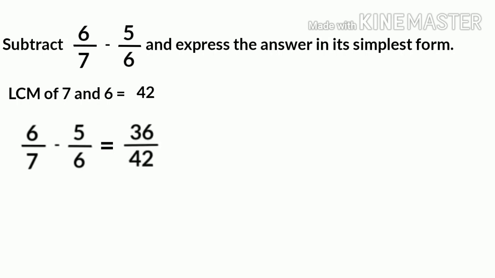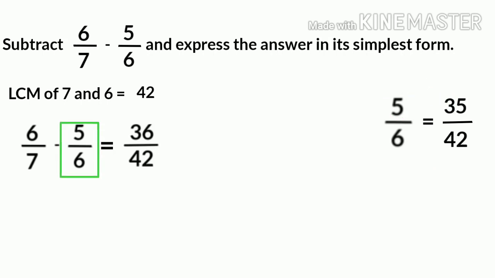Now let's make the denominator of the second fraction equal to 42. To make the denominator 6 equal to 42, we need to multiply 6 by 7. And since we multiplied the denominator by 7, we also need to multiply the numerator by 7 as well. 5 multiplied by 7 is 35, so the second fraction is written as 35 by 42.